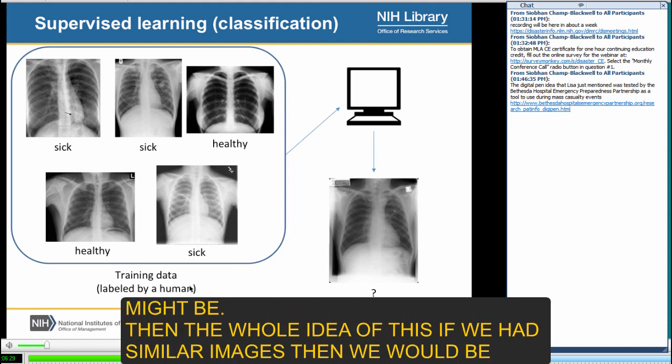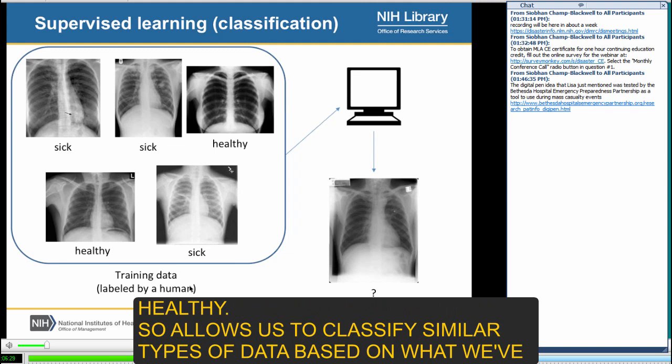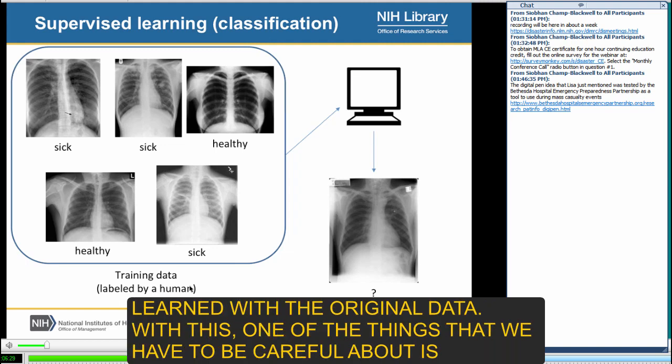And then the whole idea of this is that if we had similar images, then we would be able to put that into the model that we've developed, and then the computer would be able to tell us, is that lung sick or healthy? So it allows us to classify similar types of data based on what we've learned with the original data.